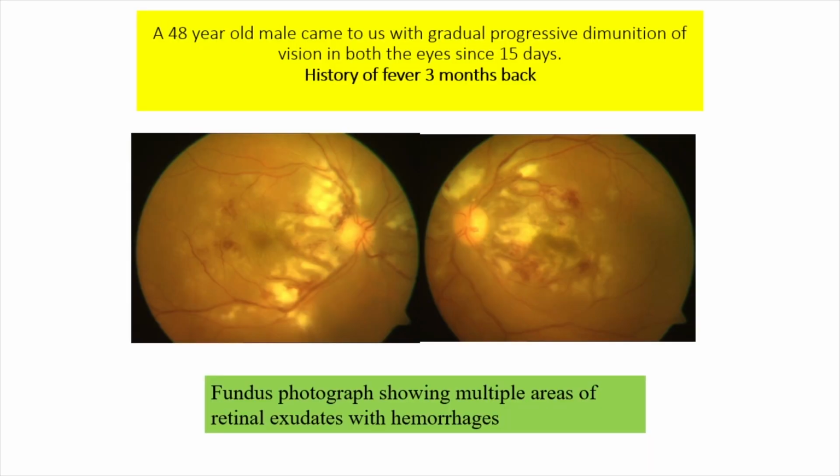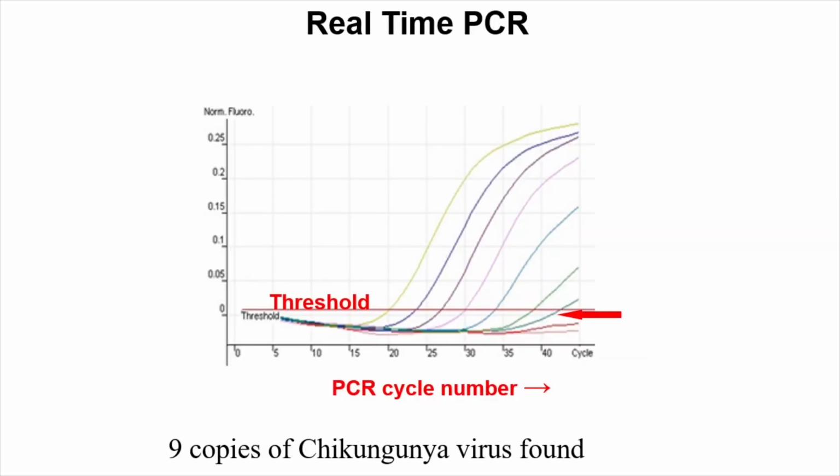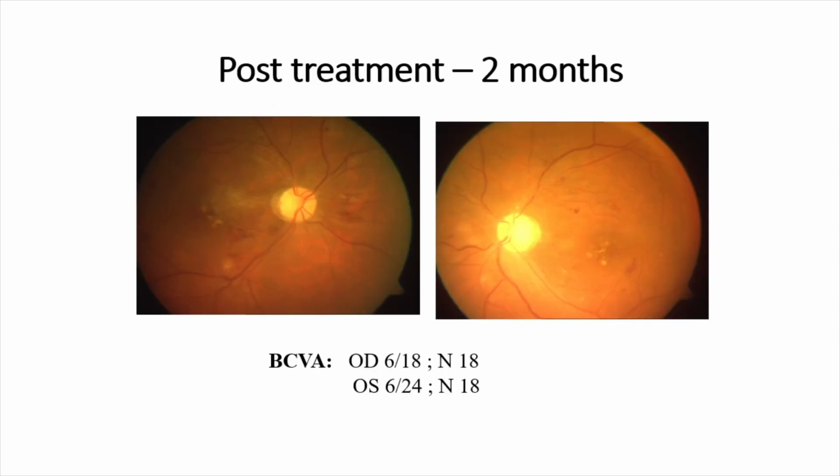This is one example of a 48-year-old male who came to our institute with gradual progressive dimness of vision in both eyes since 15 days. The only history the patient gave was history of fever 3 months back. Fundus showed multiple areas of retinal exudates with hemorrhages. And we did the PCR for all viruses. Chikungunya came positive with 9 copies of the Chikungunya virus. And the patient, post-treatment with steroid, showed complete resolution of inflammation with the hemorrhages and exudates.